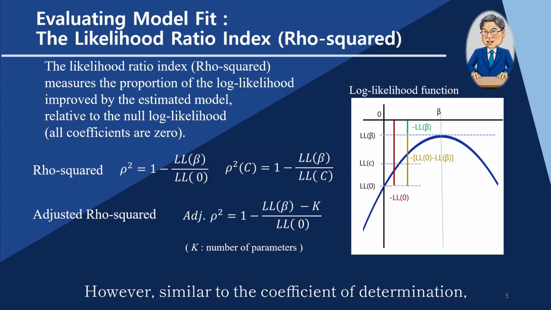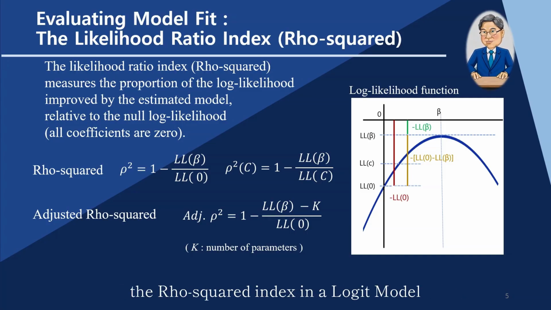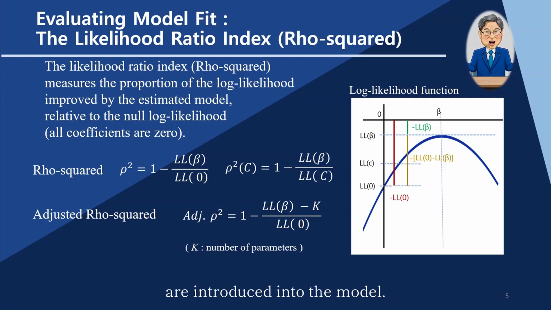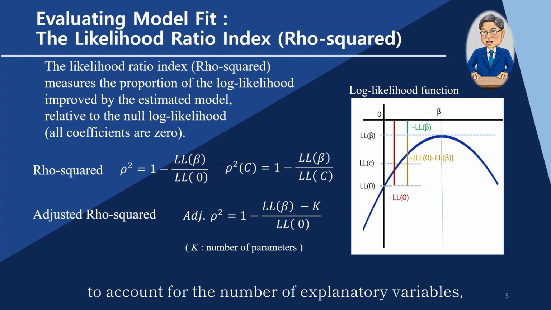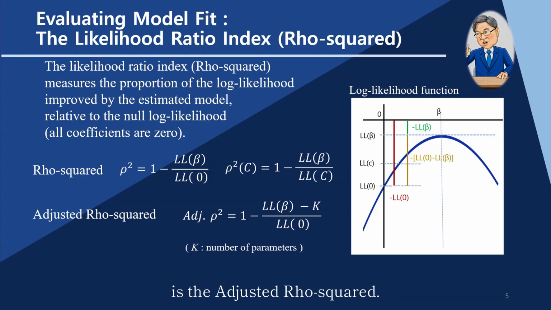However, similar to the coefficient of determination, R-squared, in ordinary regression analysis, the Rho-squared index in a Logit model tends to increase as additional explanatory variables are introduced into the model. Therefore, to evaluate both the simplicity and economy of the model, it is necessary to account for the number of explanatory variables, or the degrees of freedom. The statistic that adjusts for this is the adjusted Rho-squared.